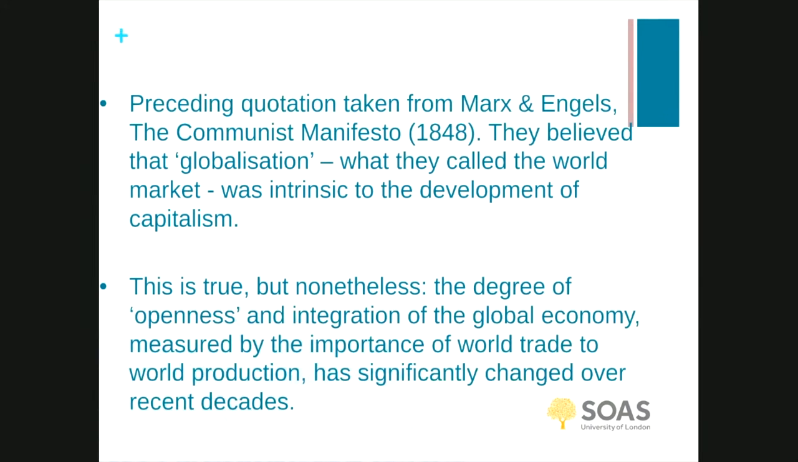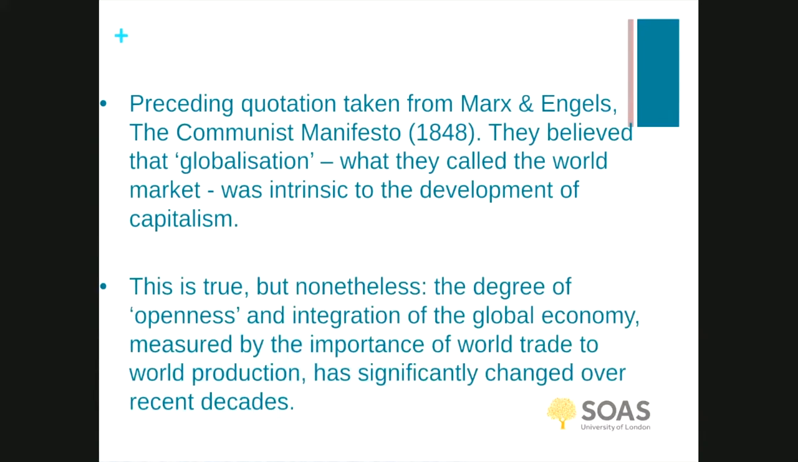Marx and Engels didn't use the term globalization, they called it instead the world market, but they argued that these kinds of global interconnections were intrinsic to the development of capitalism. In other words, global processes, the pushing beyond national boundaries, the interconnection of the world market as a single unitary space is something that was very much bound up with the beginnings of capitalist development.